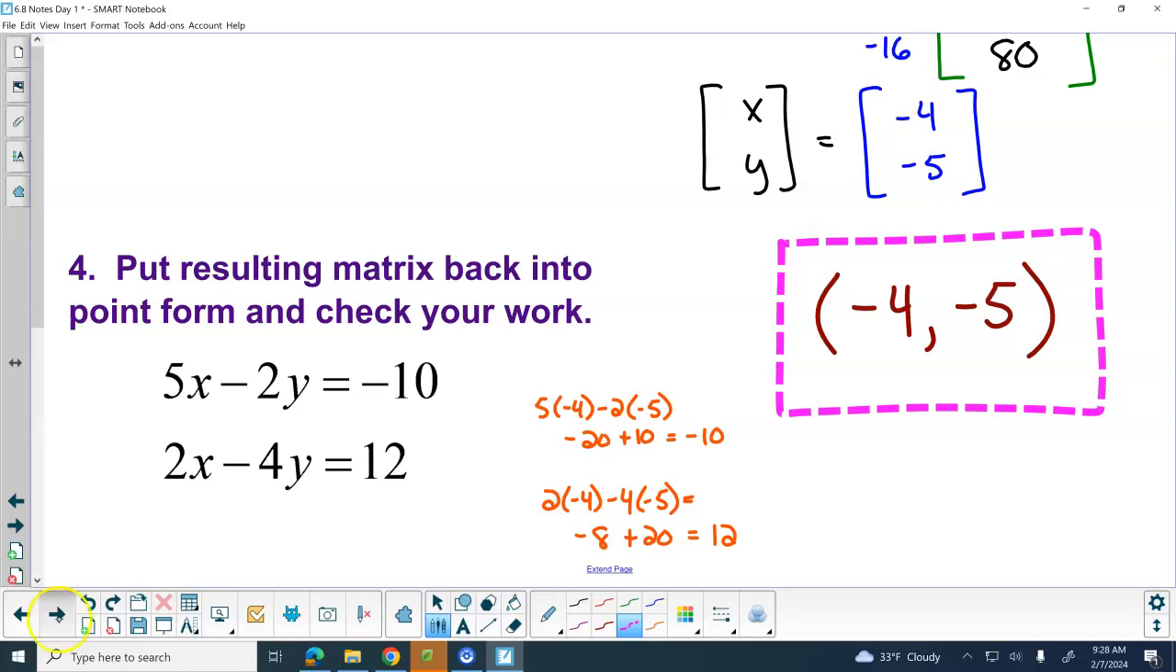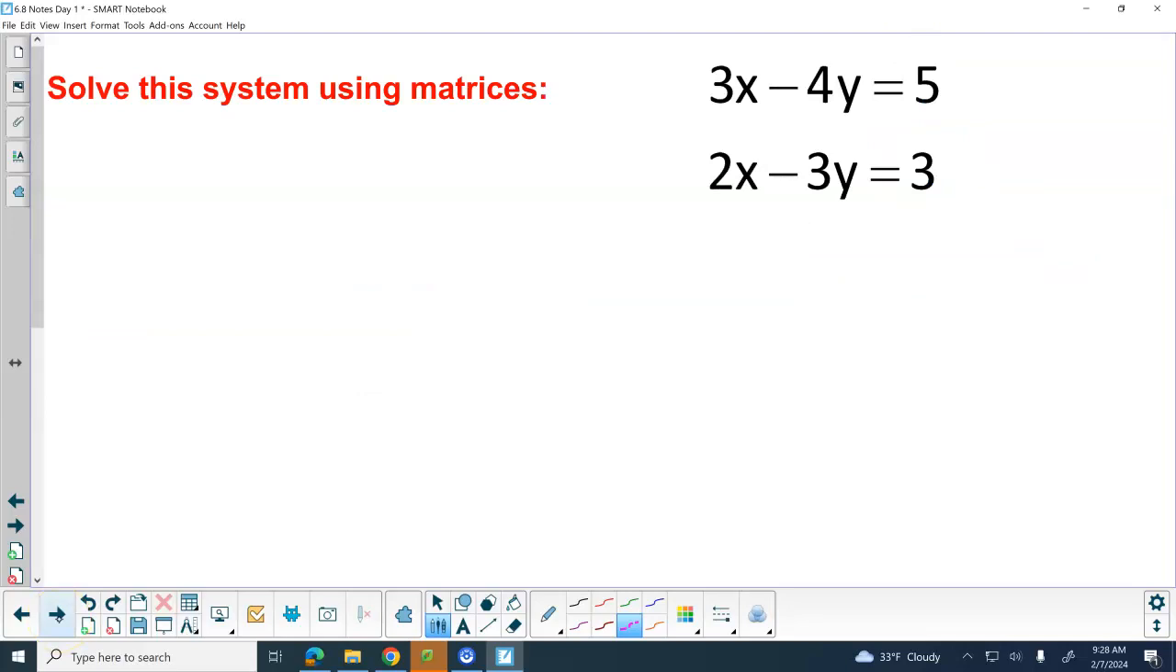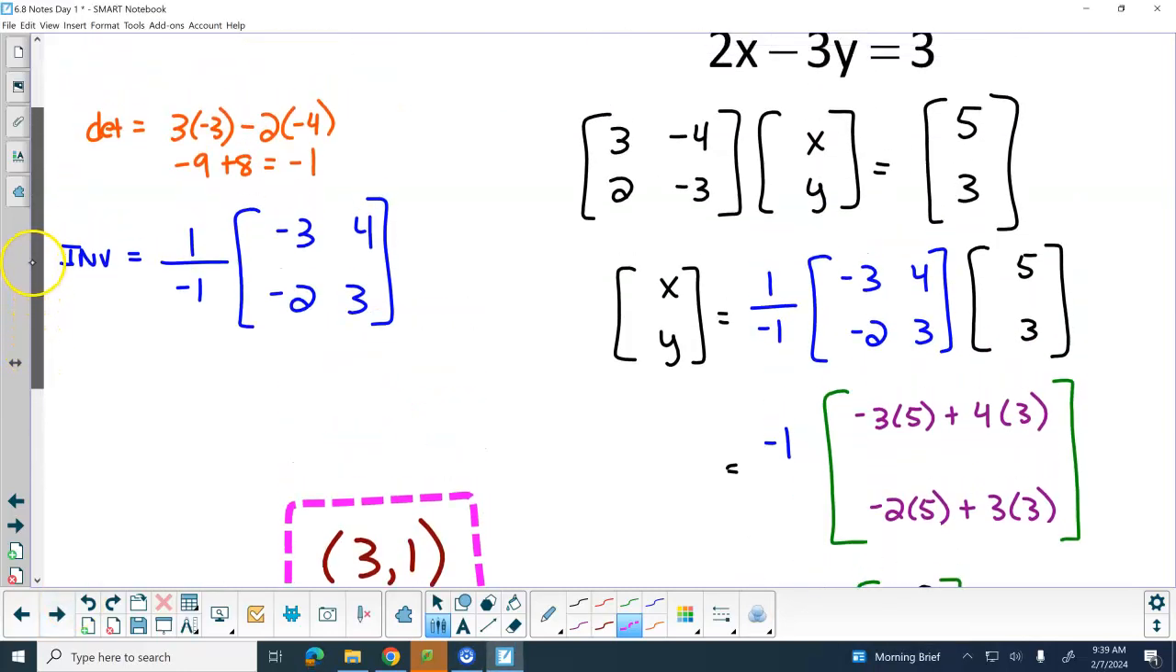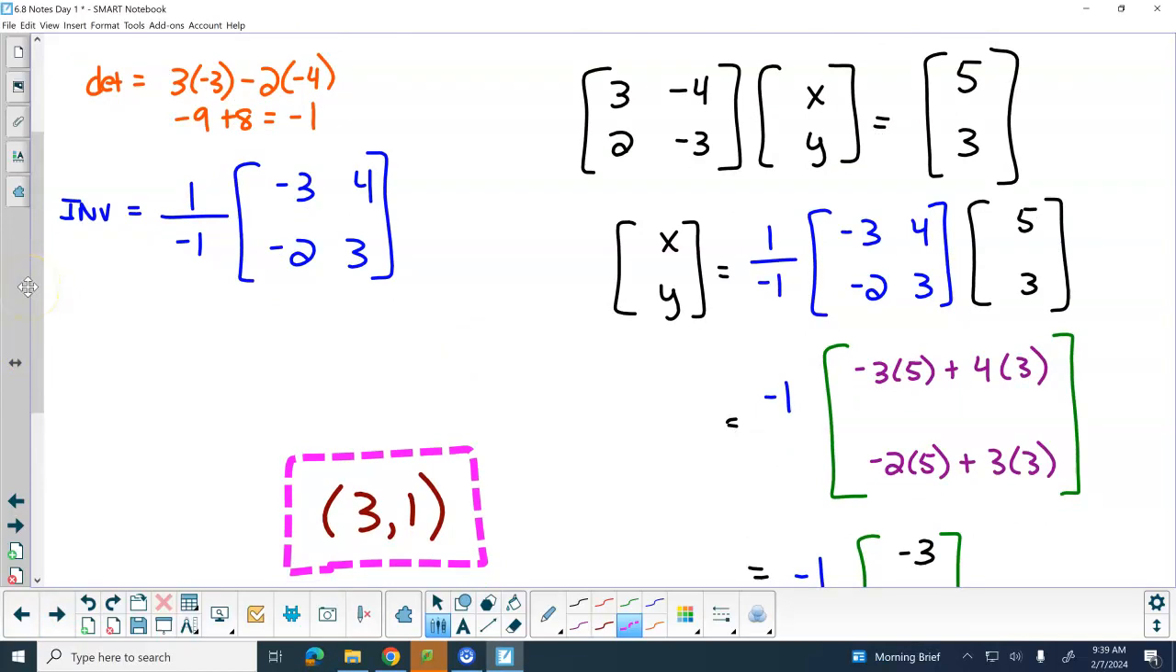Okay? So, what I would like you to do now is solve this system of equations using matrices, and you should know at the end if you got it right, because you are going to check your work. So you should have first converted it into that, then found the inverse matrix. The determinant is -1, so it's 1 over -1. But again, if you want to just write that as -1 out front, that's fine. That one works.